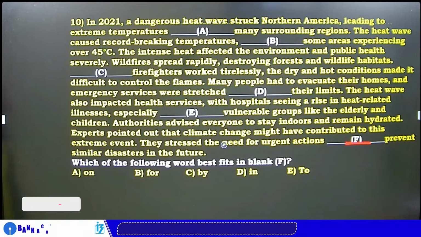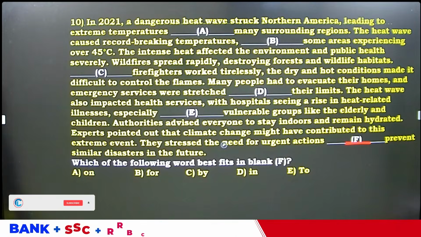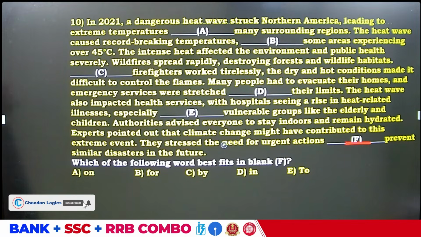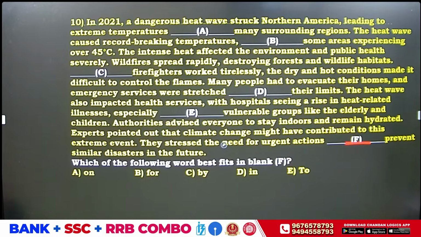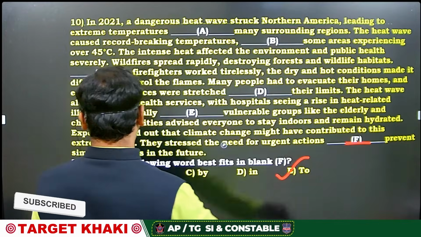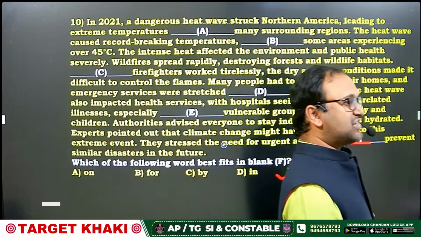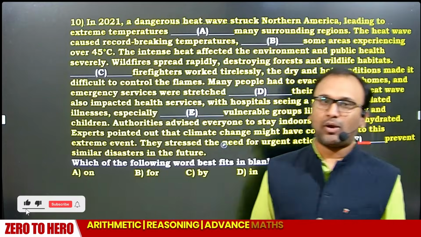Simple exercises today. So they stress the need for urgent actions dash prevent similar disasters. Your understanding is important. Simple understanding. They stressed the need for urgent actions to prevent similar disasters in the future. So they want to take some actions to prevent some bigger problems in the future.